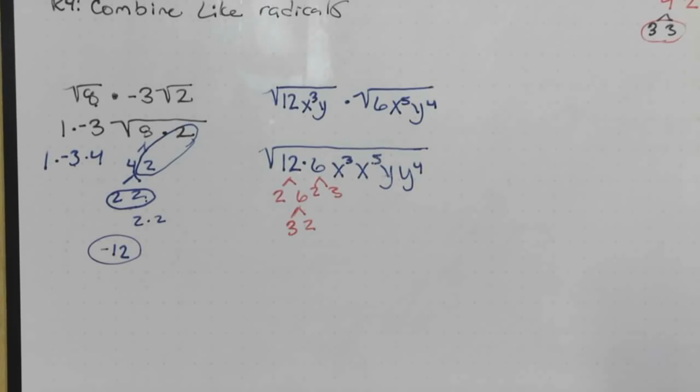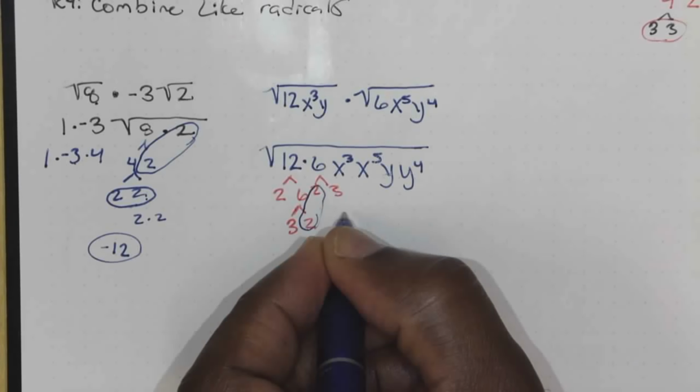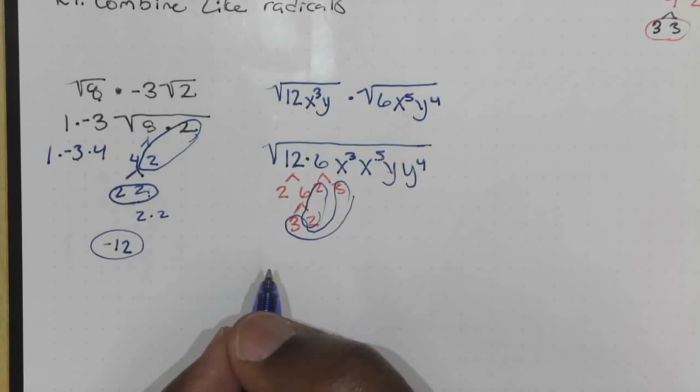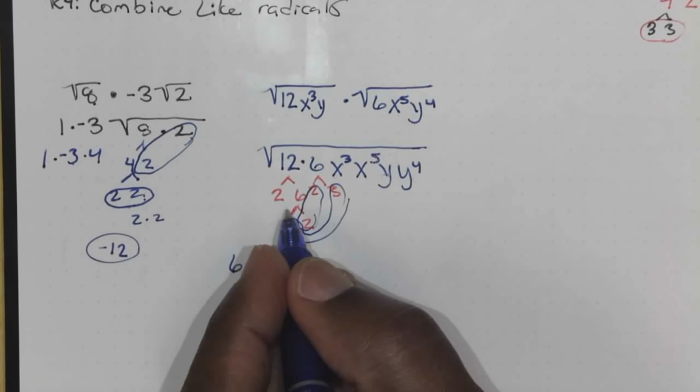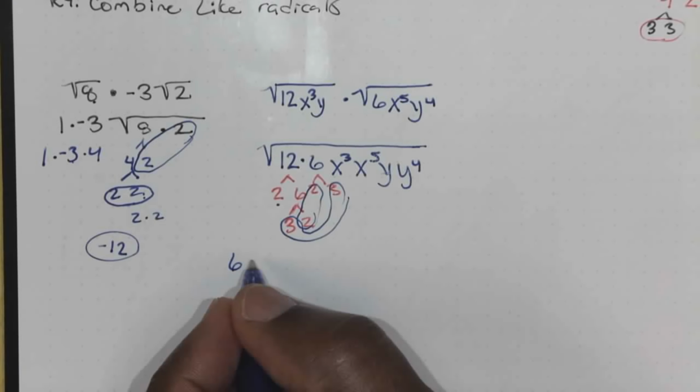What do we have 2 of? 2. We got 2 2s here, and we got 2 more what? 3. 2 more 3s here. What's 2 times 3? 6. So a 6 came out like it would at first, and what's left over? You see it? 2. Yeah, 2 left over.